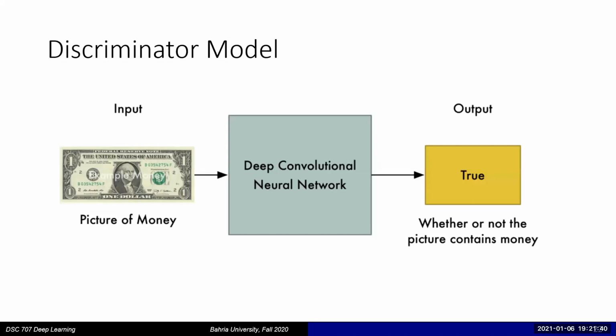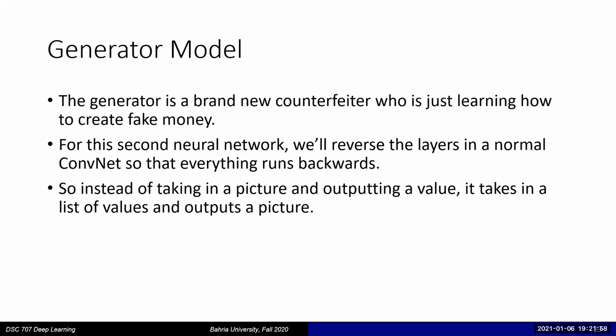Okay, so the discriminator, what it would do, if you feed it with a picture of money, you can have a deep CNN here, any CNN that you want, and then if it's real money, it should say, okay, it's true. If it's fake, it should reject it, it should say it's fake. Okay, the generator will be producing fake money.